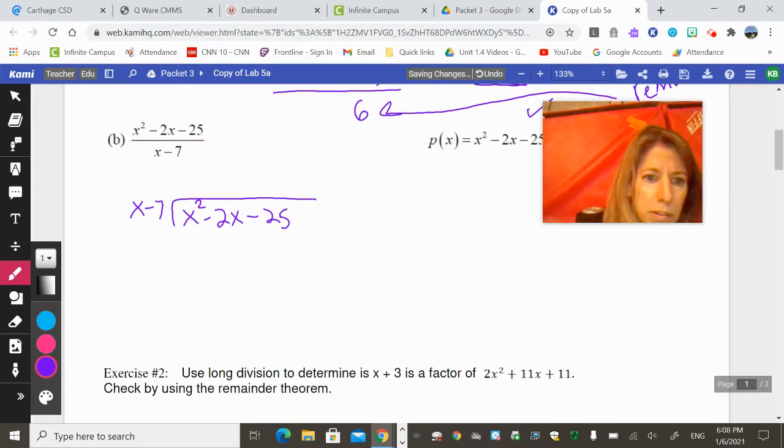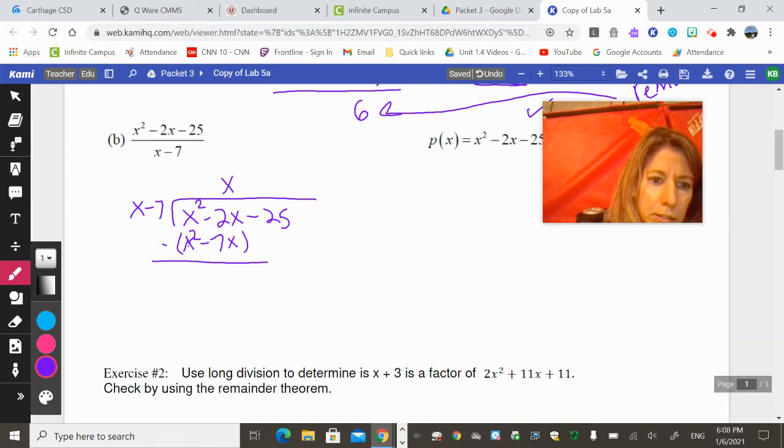Just move this down. All right, so this would be x. I get my x squared minus 7x, and I'm going to subtract it. Again, I have a negative 2 minus a negative, so I can turn that to a positive. I'll bring down my 5x. Okay, this would have to be a plus 5.